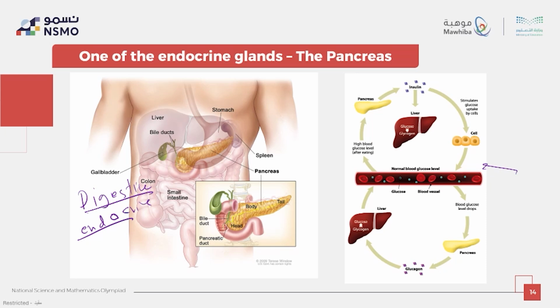When blood sugar rises after eating, the pancreas releases insulin to reduce glucose level. And insulin helps cells absorb glucose and use it for energy or store it in the liver. And when blood sugar drops, the pancreas releases glucagon to increase glucose levels. So glucagon signals the liver to release stored glucose into the bloodstream. The main idea: the pancreas acts as a smart balance that regulates and maintains normal blood sugar levels.